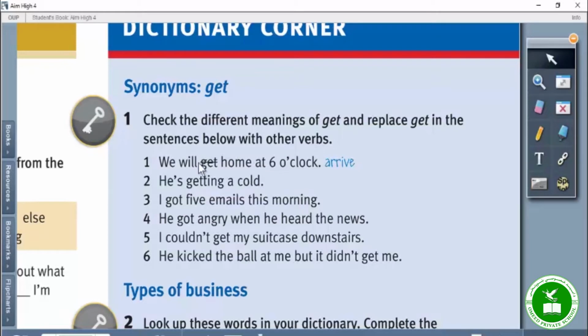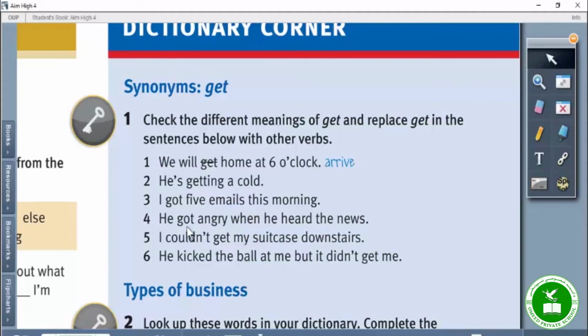Example number 1 is done for us. It says that we will get home at 6 o'clock. And instead of get in here, we can write what? Arrive. We will arrive home at 6 o'clock. Okay, thank you. Next one. He is getting a cold. Instead of getting, we can say catching a cold. Okay, he is catching a cold. Number 3, I got 5 emails this morning. Instead of got in here, we can say I received. Yes, you are correct. I received 5 emails this morning.